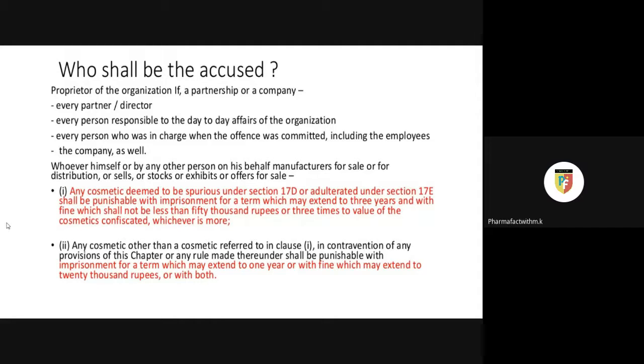Yes, ma'am. Means if there are two or three partners in the same company and an offense is committed, then each and every person is responsible for that offense, and they have to suffer for that. Okay, so that means the persons who were involved in committing the offense are all punished for that. The same information is there in the previous slide.